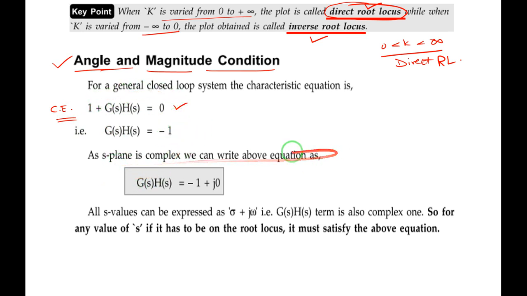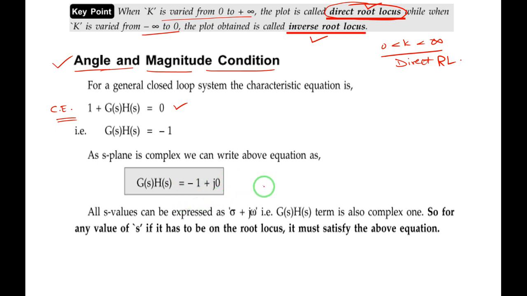The s-plane is already a complex plane, I already told you. So G(s)H(s), instead of simply writing -1, I can write it as -1 + j0, right? Because it has a real part and the imaginary part is 0, but I told you that the s-plane is a complex plane, so it has a real part as well as an imaginary part. The imaginary part here is 0: -1 + j0, right?